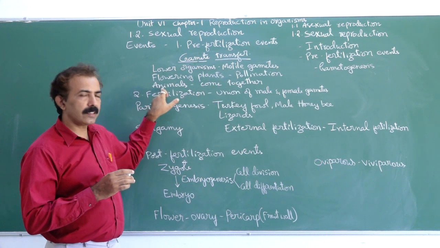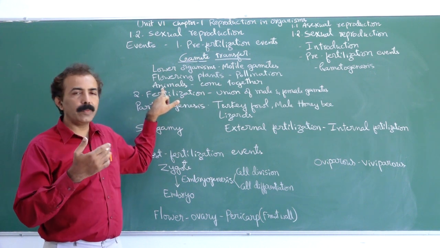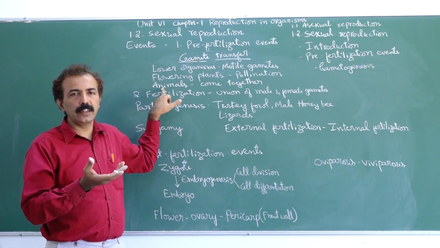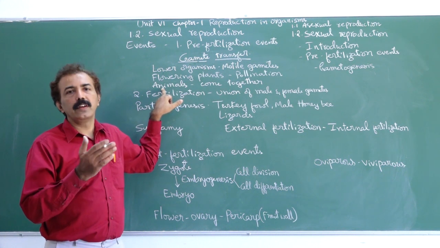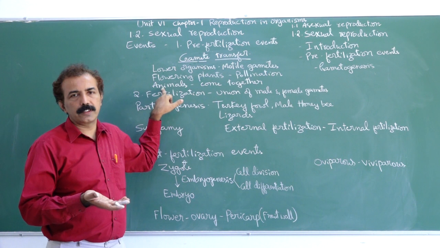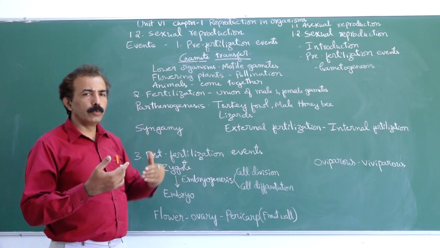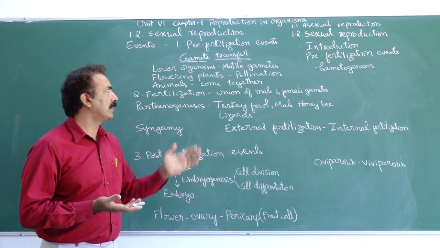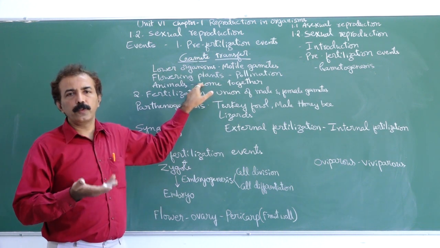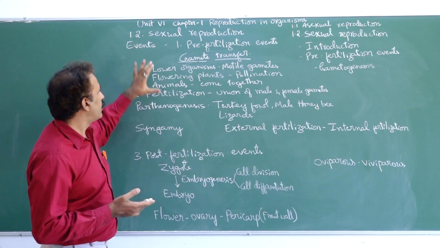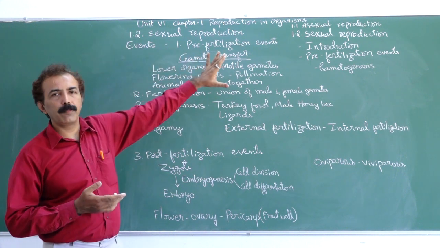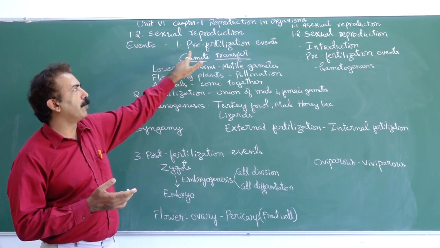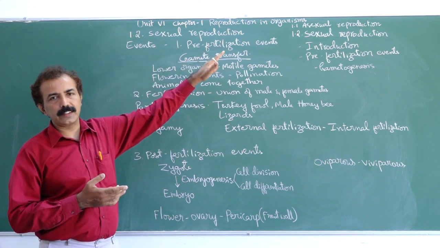Whereas in animals, the male and female animals themselves have to come together, they have to reach each other, then only they can achieve the gamete transfer process. So because they are able to move, they just approach each other, they attract each other, it is followed by the act of fertilization. So this is about the gamete transfer process. That completes your first topic under events, the pre-fertilization events.